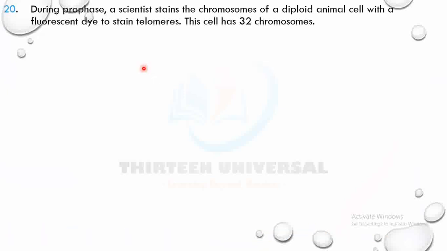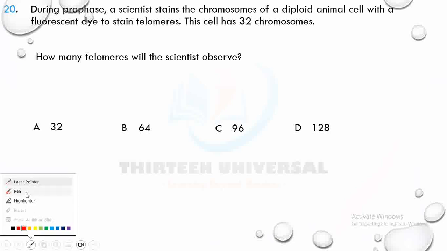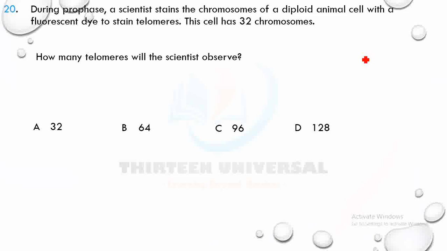Alright, let's run. During prophase, a scientist stains the chromosomes of a diploid animal cell with fluorescent dye to stain telomeres. See, this question is being repeated. This is during prophase, the other one was telophase. This cell has 32 chromosomes and only one nucleus. How many telomeres will the scientist observe? Pause the video and work it out. I've shown you how to work it out, so work it out again.